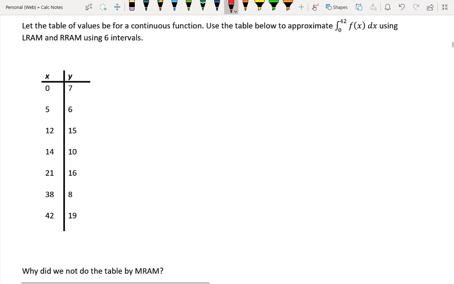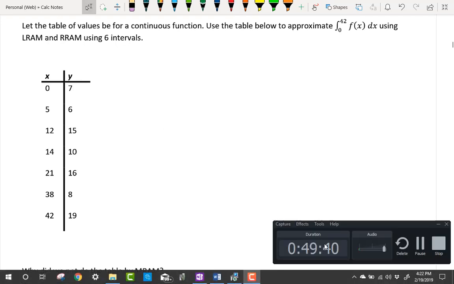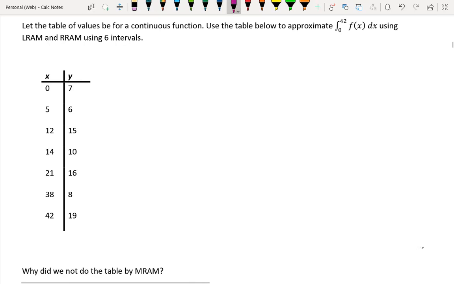So I would try it. I would turn it off, write down each interval just like I did, figure out what the base is for each interval, figure out what the height is for each interval, and then figure out the area. Okay, so I'm going to start off with LRAM here. And my intervals aren't going to change here, so I'm going to write them down one time here. Okay, so my intervals.